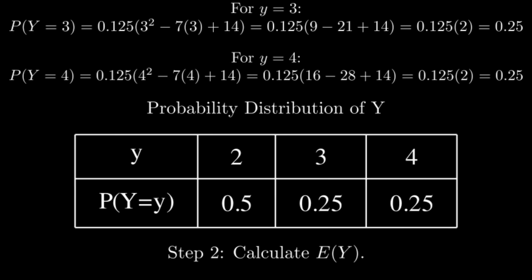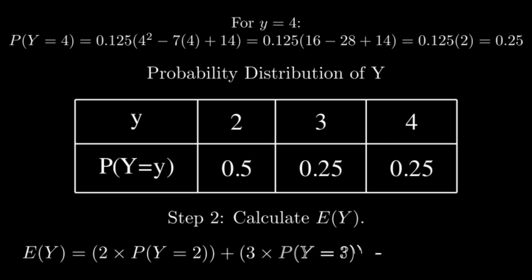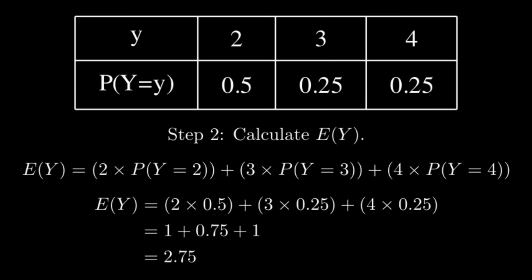Now for step 2, calculate the expected value using our formula, E of Y equals the sum of y times P of Y equals y. We'll multiply each value of y by its corresponding probability and sum the results. So it's 2 times the probability of 2, plus 3 times the probability of 3, plus 4 times the probability of 4. Plugging in the numbers, we get 2 times 0.5, plus 3 times 0.25, plus 4 times 0.25. This equals 1 plus 0.75 plus 1, which gives us a final answer of 2.75. So the expected value of y is 2.75.